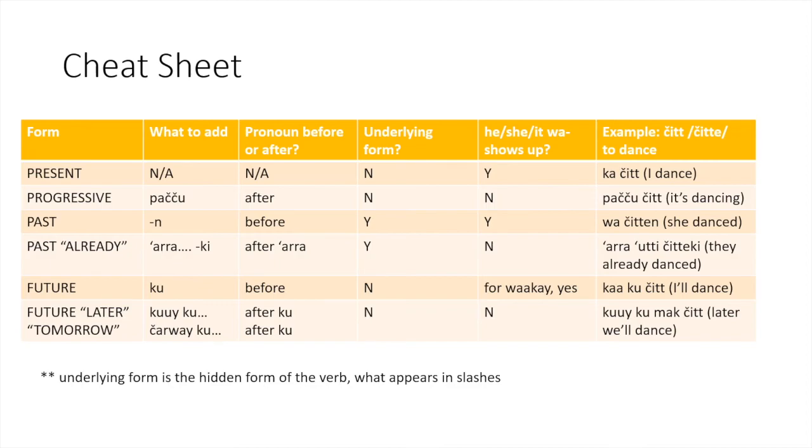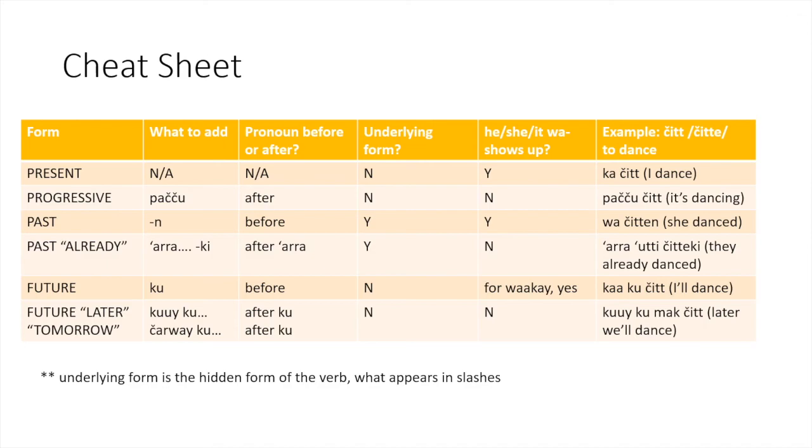So underlying form, no. So let's look at this. Gachit. I dance. Progressive: pačču. You put the pronoun after pačču. No underlying form. Wa does not show up, so pačču cheat. It's dancing. Past tense, all you have to do is add an n after the verb. You need the pronoun before the verb, and you do need the underlying form. So wachiten. She danced.